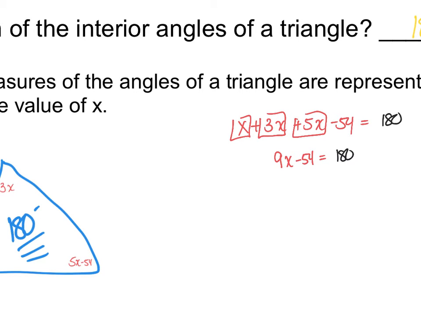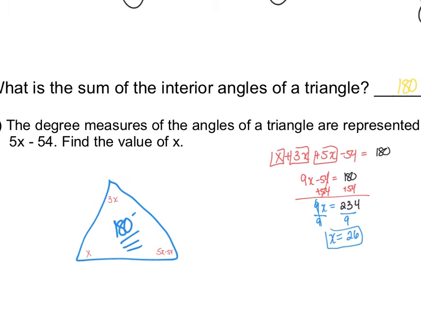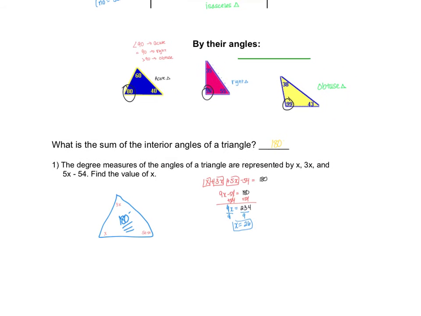I need to ask myself, how do I get rid of that minus 54? I'm going to add 54 to both sides of my equation. So my 54s cancel. I get 9x equals 180 plus 54, which is 234. And then I have to ask myself, how do you get rid of that 9? I'm going to divide by 9. So I get x is equal to 26. And that's your final answer, because the question's not asking you for an angle, it's just asking you what x is equal to. Let's go on to our next set of examples.